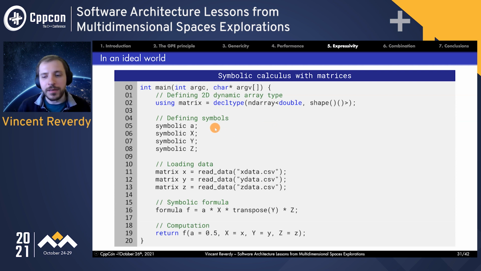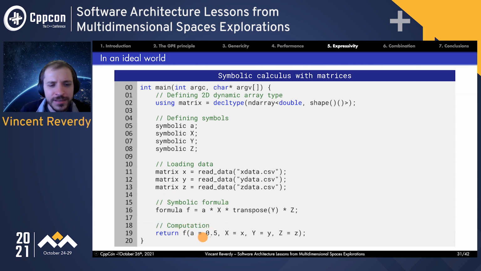Then to be able to do some compile-time optimization, it would be nice if we could define things in a symbolic way with different variables. So in that case, we would have A, X, Y, and Z, with X, Y, and Z being 2D matrices. Then we could load the matrices in other data structures, and then implement a symbolic formula, which would be A times X, times the transpose of Y, and times Z. Specifying this symbolic formula would allow us to further optimize the code and do hardcore optimization.